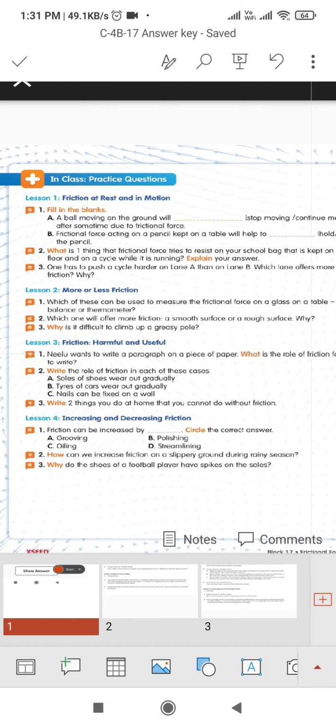Hello everyone. Today we will discuss in class practice questions of block number 17. So lesson number 1 is friction at rest and in motion.